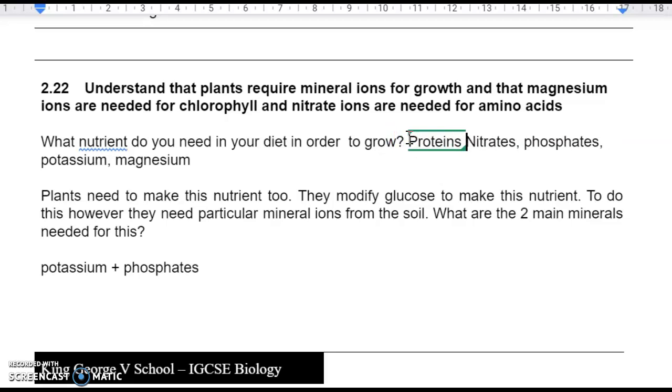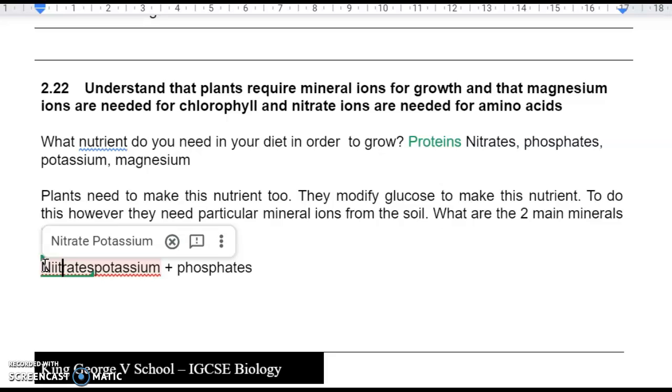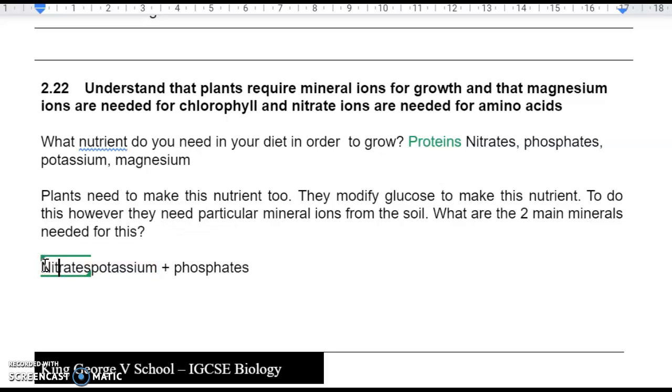So I would change that one for whoever this one is. So that's what you need to grow, but plants need them to grow, and the two main minerals for them to grow are nitrates. Nitrates. I can't spell. Now I've got to put two I's in. Rubbish. So nitrates, and I would say in there the phosphates as well.